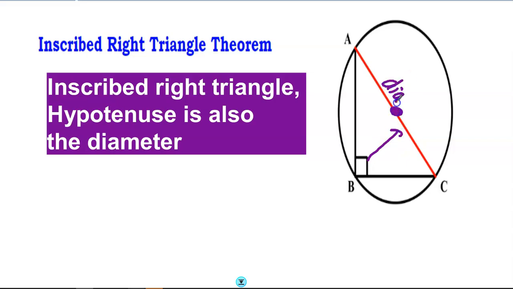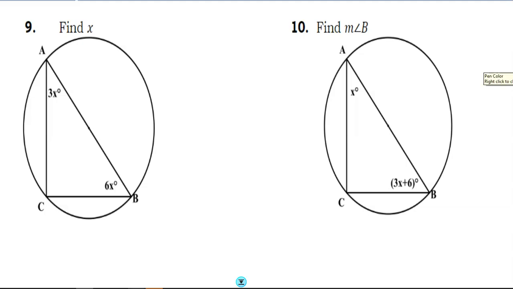So this is the diameter and the hypotenuse. Bada bing, bada boom. Okay, so find out what x is. Okay, well, if this is a right triangle, all triangles add up to 180. So then I can add them together and make it equal to 180.